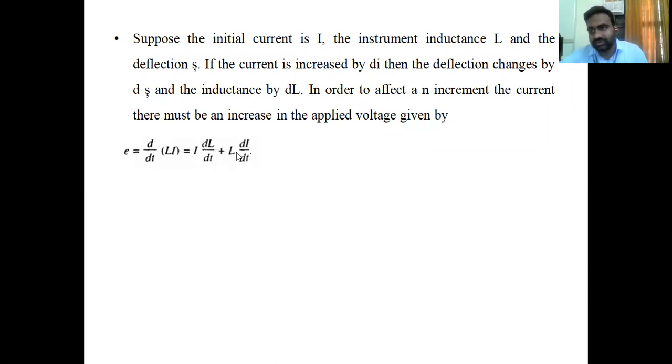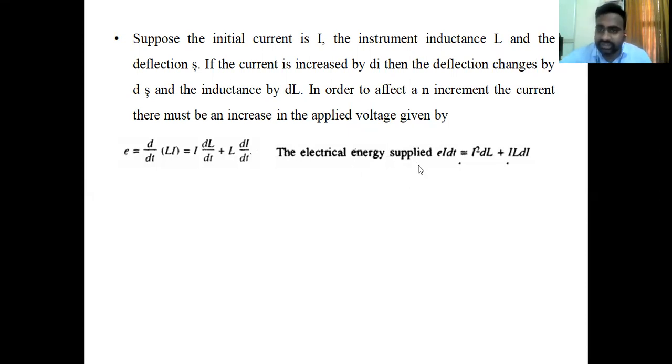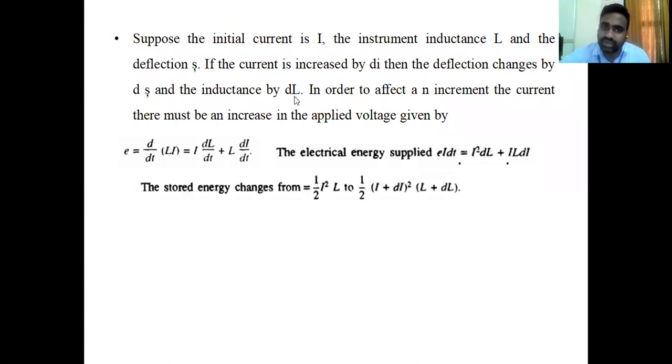So that is what we expressed in this particular expression. What will happen next is that the actual electrical energy we supplied is equal to I square into dL plus I into L into dI. That means the change in inductance with I square, and the change in current with L, is represented here. That is how much energy is stored in the inductor.